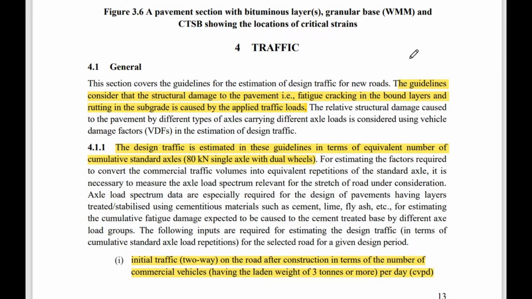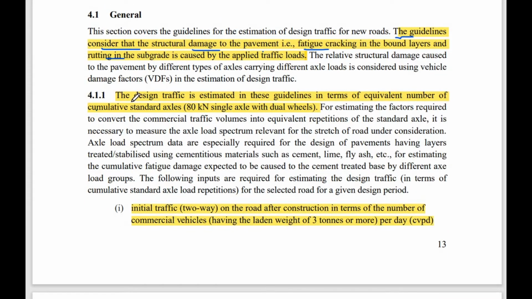So now let's understand another parameter, which is one of the important parameters for our design purpose. Here they have stated that the guidelines consider the structural damage to the pavement, that is fatigue cracking in the bound layers and the rutting in the subgrade layers. As we have discussed earlier, fatigue and rutting are the two main criteria or parameters that we consider to check whether the pavement has failed or not. So let's move to the next point.